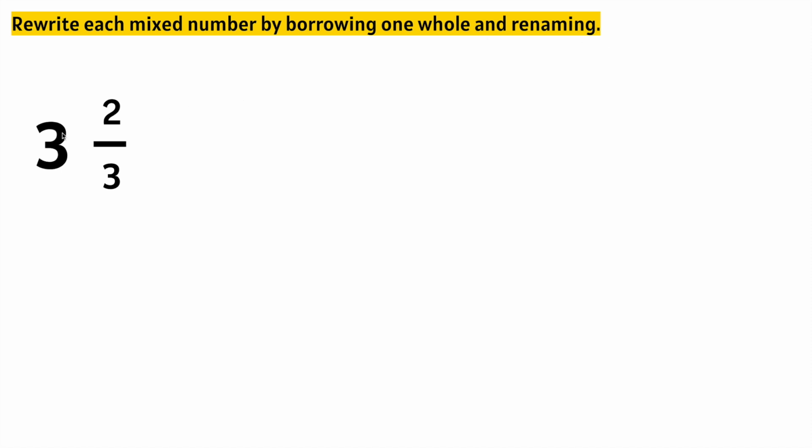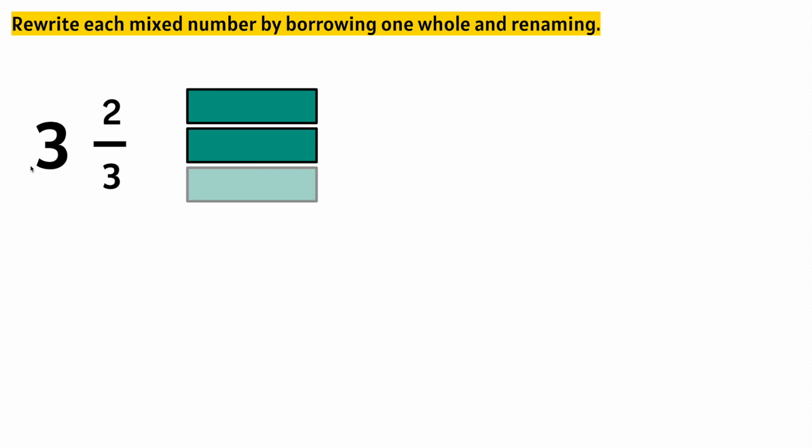So we have the mixed number 3 and 2/3. 3 and 2/3 can be represented as 1, 2, 3 wholes and 2/3 of another whole. So 1, 2, 3, and we need to shade 2 because we have 2/3 of it. So we need to take this mixed number and rewrite it by borrowing one whole.